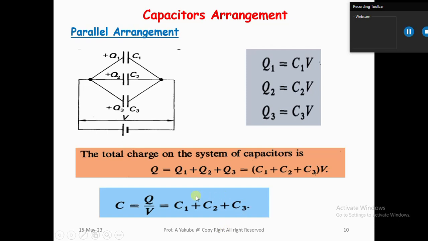For parallel arrangement, the total capacitance for capacitors in parallel arrangement for three capacitors is just C1 plus C2 plus C3.